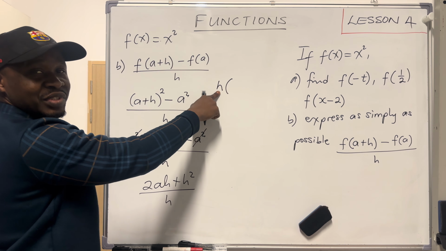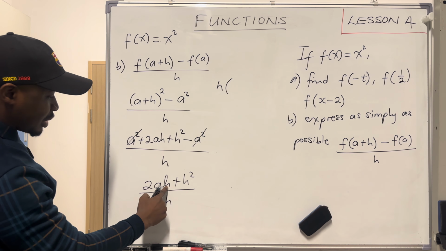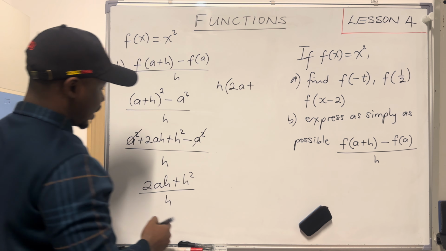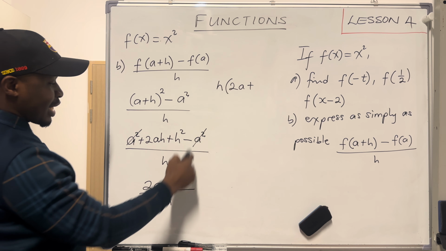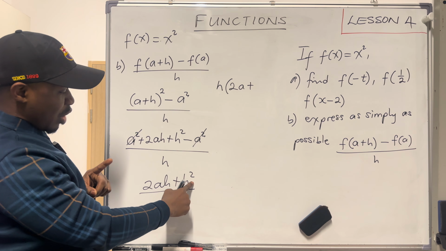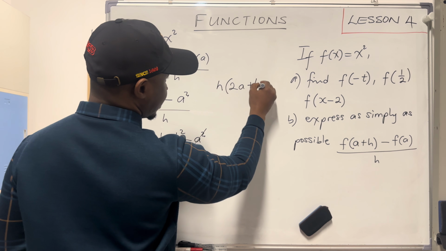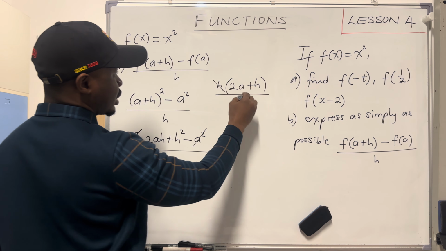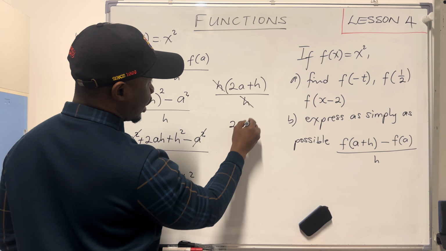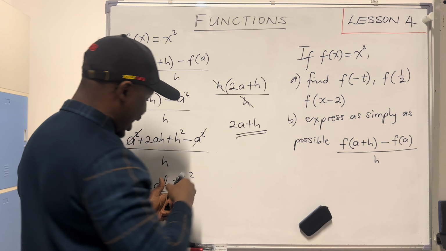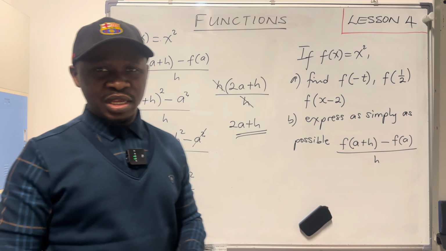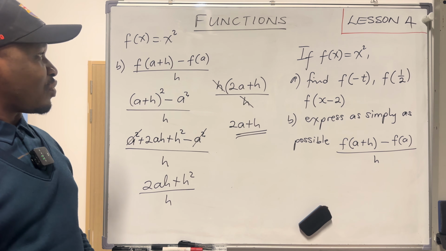The h we've taken outside can take away this h, leaving 2a, plus. And this h we've taken outside can take away one h here, leaving one h, over h. Now this takes away this, leaving 2a plus h. As it says here, as simply as possible. So this is what we have for the fourth lesson.